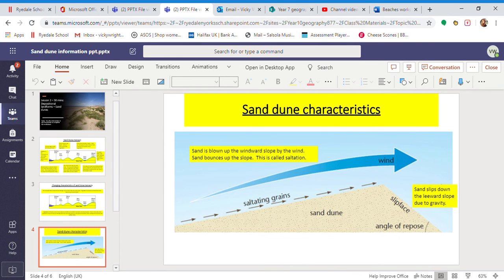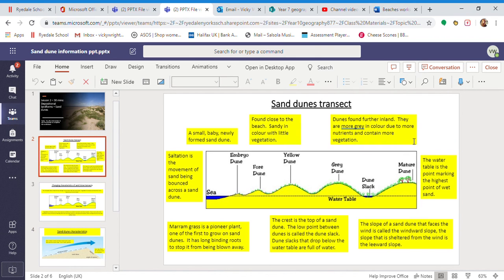Okay, so this is just a quick one to explain sand dunes. First of all, hopefully you've gone through this bit and explained not the formation of sand dunes, but how they develop over time. So it's marram grass that starts the whole thing off. That's why it's called the pioneer plant, and sand collects around the grains of grass and builds up over time.